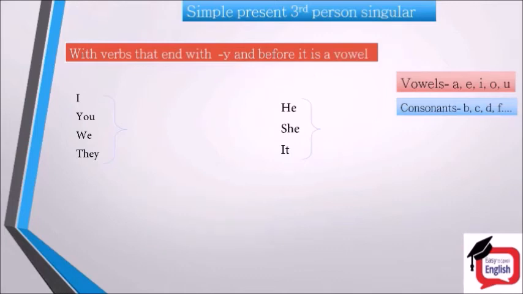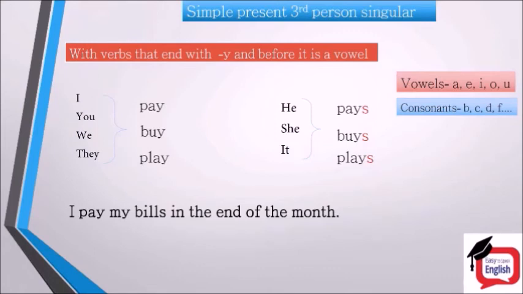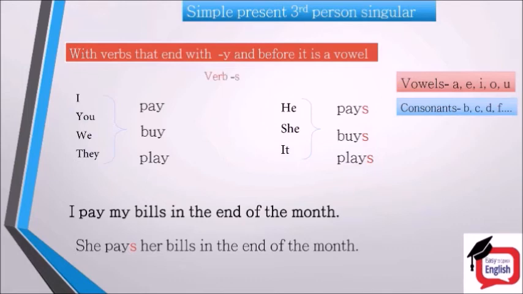Now, with the verbs that end with Y and before it, it's a vowel. Let's remember, the vowels are A, E, I, O, and U. So if we have one of them before Y, we just add an S. Like pay, pays. Buy, buys. Play, plays. Now let's take an example. I pay my bills at the end of the month. She pays her bills at the end of the month. So what we do? We just add an S to the verb.